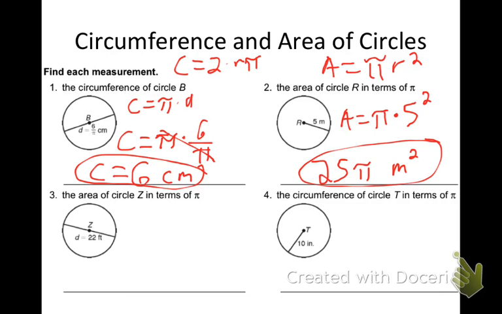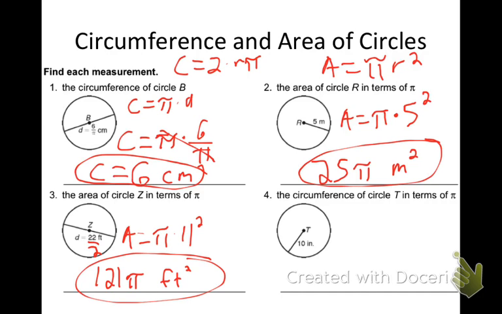Number 3. The area of circle Z in terms of pi. Now to find the area, do I need to use radius or diameter? Radius. What does it give me in number 3? How do you find the radius then? Yeah, if I divide that by 2, I get 11. So area equals pi times 11 squared. So what's 11 squared, Ryan? So my area is 121 pi feet squared. Nice job.